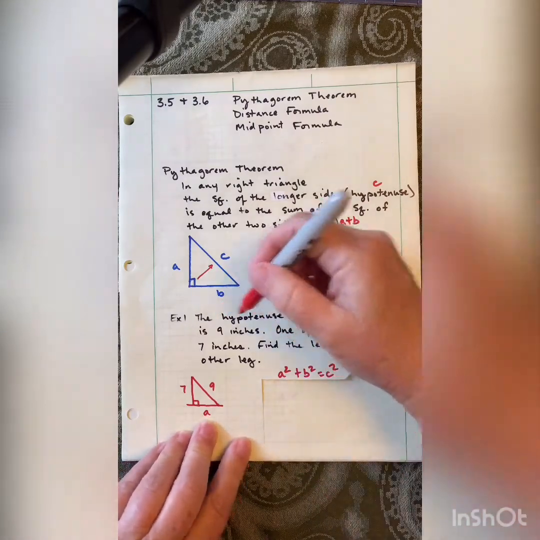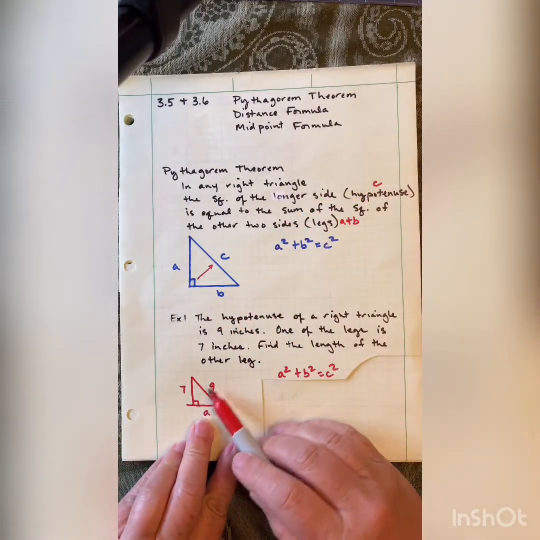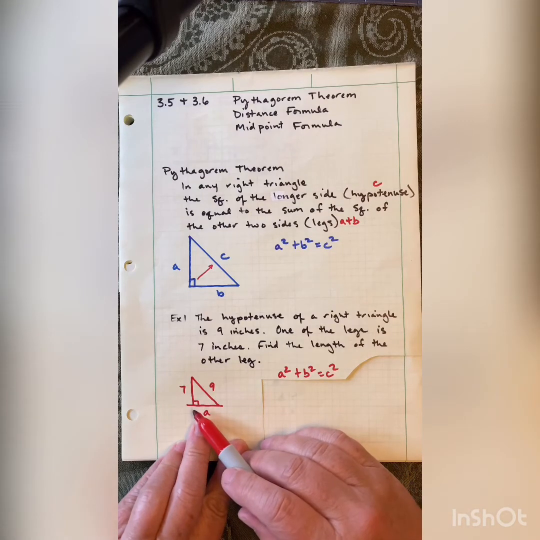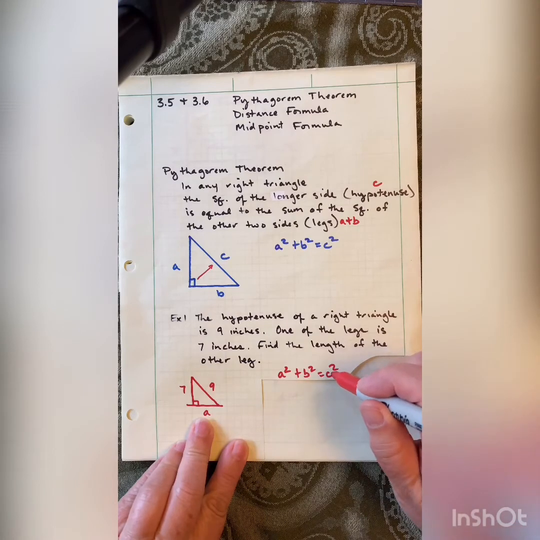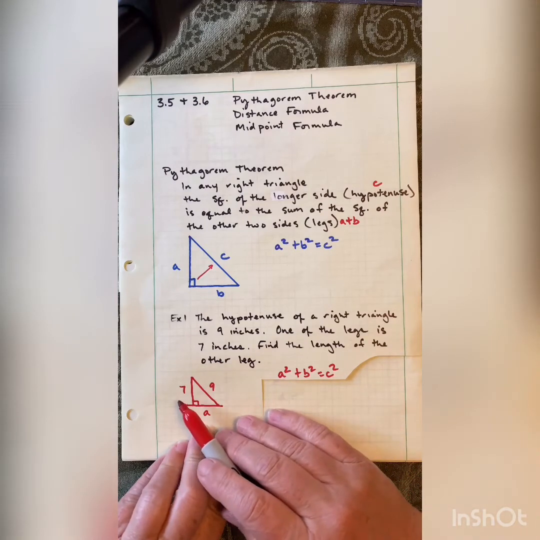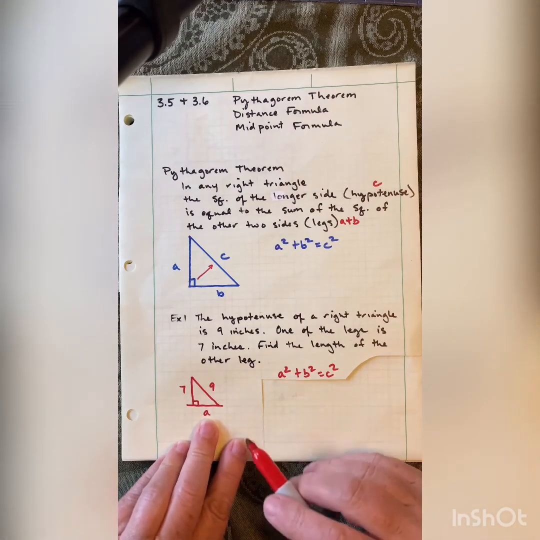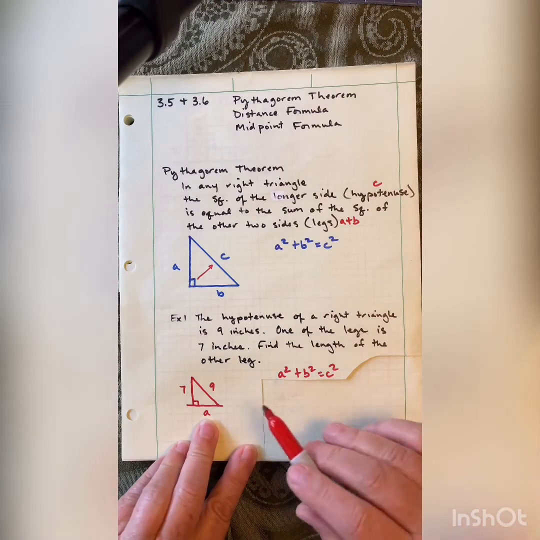The hypotenuse of a right triangle is 9 inches. Since it's the hypotenuse, it's across from the 90-degree angle right there, and we have to make sure that that gets over here for our C. One of the legs is 7 inches. It doesn't matter which one you put it at, it's just one of them. Find the length of the other leg.